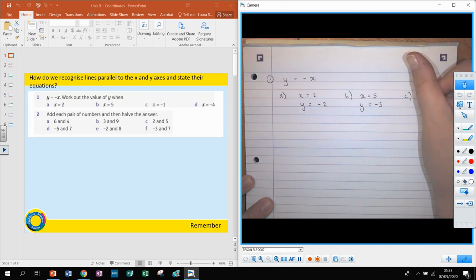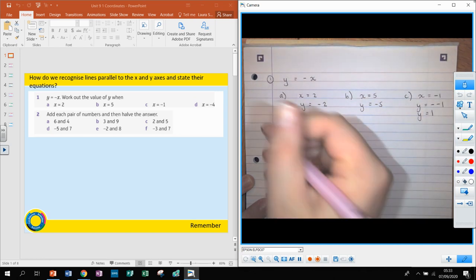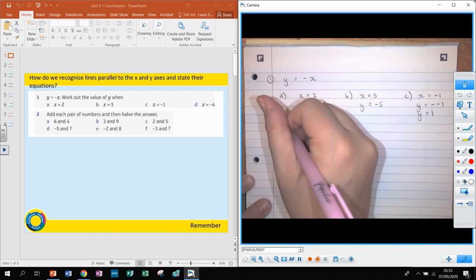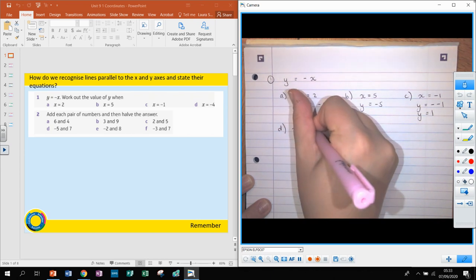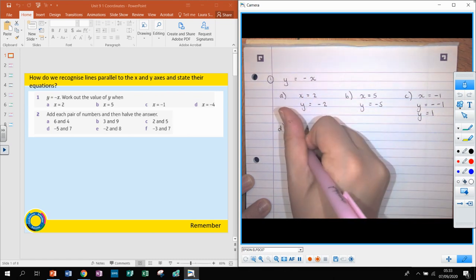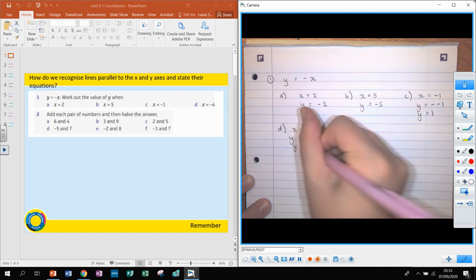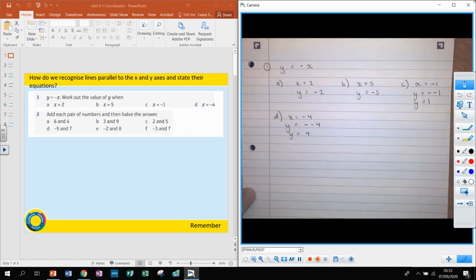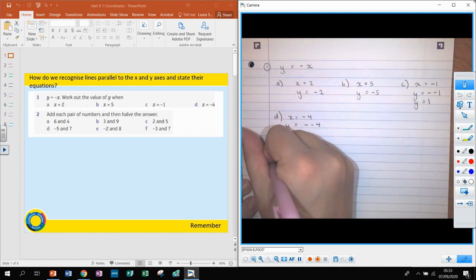Part C, if x is negative 1, then y is negative of negative 1. Well, we know negative times a negative gives us a positive, so y would be 1. And finally, for part D, if we have x is equal to negative 4, and y is equal to negative of negative 4, then that would mean that y is equal to 4. All right, so that's the first one done. Well done to those of you who got that.